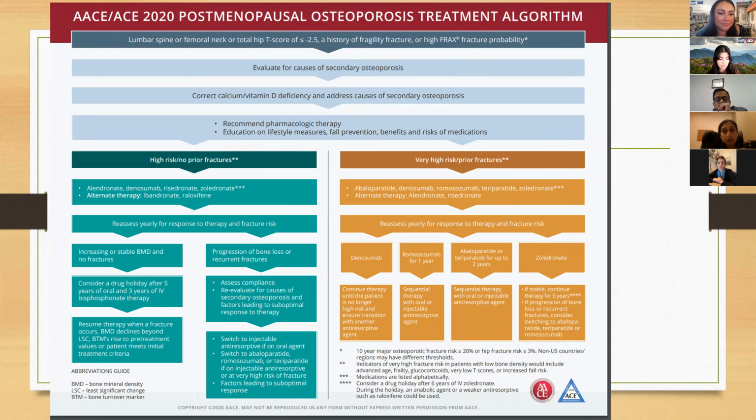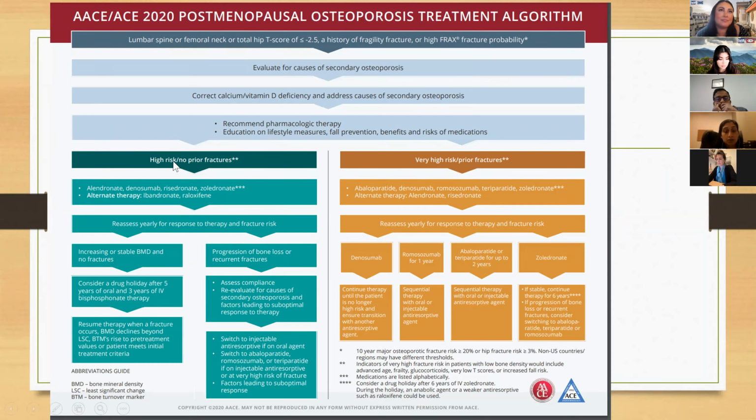So really you're dividing the patients into two categories. Are they high risk or are they very high risk? According to the ACE guidelines, very high risk patients are patients with very low T-scores. So generally we start thinking about T-scores of -3 or lower to be in that more very high risk category. Are they advanced age? Do they have other risk factors for falls? Are they on long-term steroids? Have they had multiple fractures in the past? All of those would put your patients more in that very high risk category.